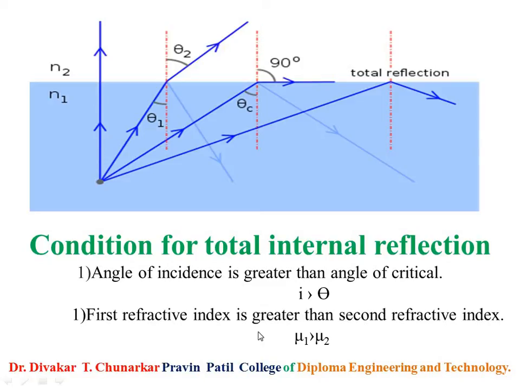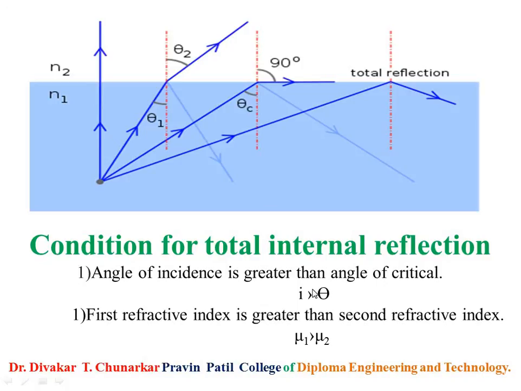Here mu1 is the first refractive index and mu2 is the second refractive index. So the first refractive index is greater than the second refractive index, and the angle of incidence is greater than the critical angle, that is theta c. So these are the two conditions of total internal reflection.